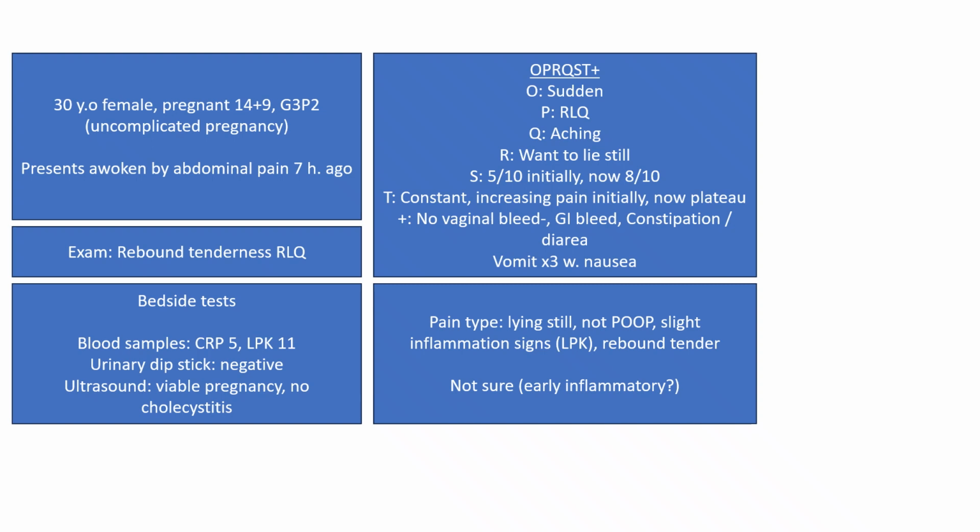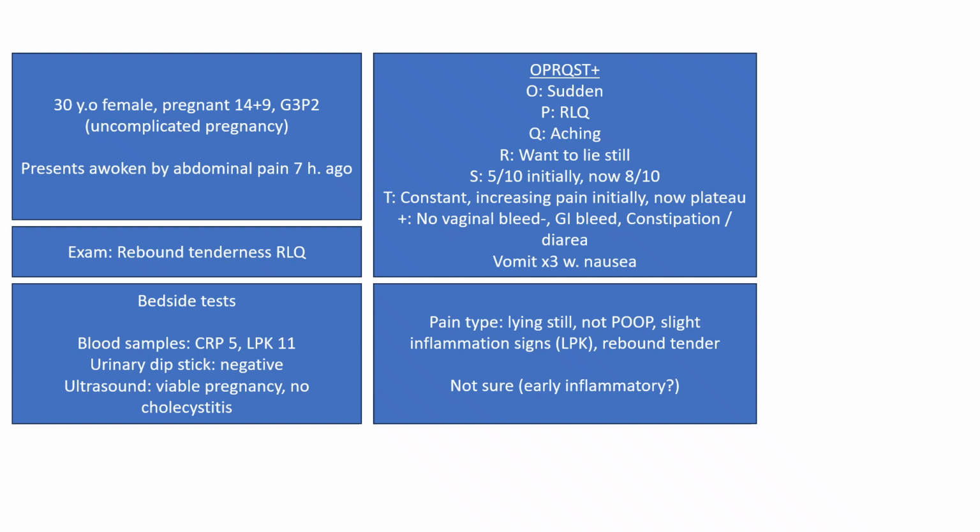So once we have gone through all of these things with our patients, then we do have more. I ask, what do we want to know about this patient that I started off with? We examine her, and we found rebound tenderness in the right lower quadrant, but nothing else. She described the pain as sudden. She awoke like 7 hours ago. It's aching, and she just wants to lie still. It was 5 initially, and now it's 8, so it's kind of crescendo but stabilized. It's constant pain. There's no vaginal bleeding, no GI bleeding, no constipation, no diarrhea, no anything. So it's monosymptomatic pain, but with a bit of vomiting and nausea.